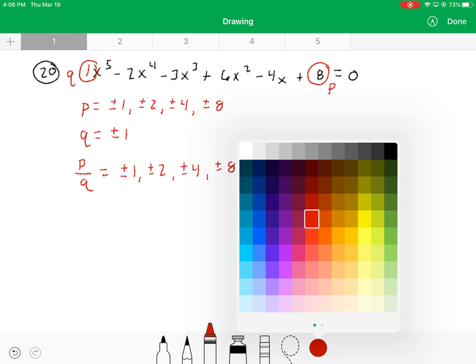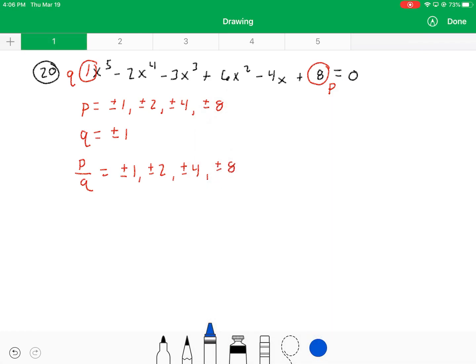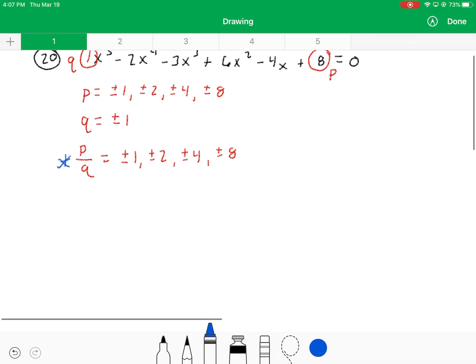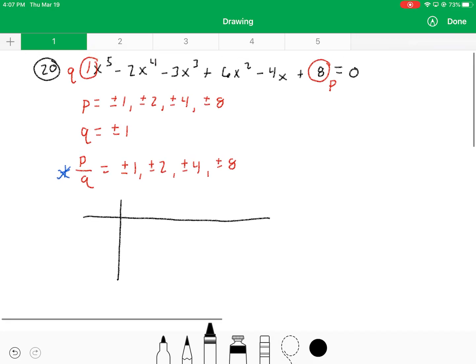So if this equation has a rational zero, it's going to come from this list, okay? Now, there's a couple ways we can check which of these numbers from the list might work. I think the best way to do it is with synthetic division, synthetic substitution, okay? So I'm going to make a chart here to represent the synthetic substitution. And I'm going to put the coefficients from the equation up at the top here. So that would be 1, negative 2, negative 3, 6, negative 4, and 8.